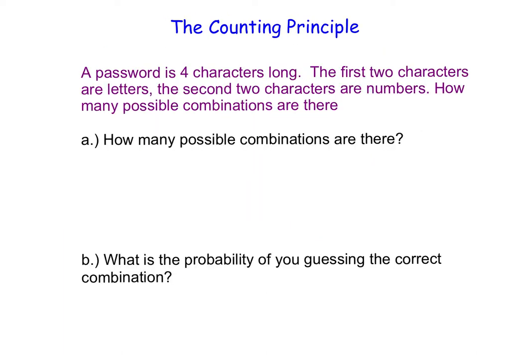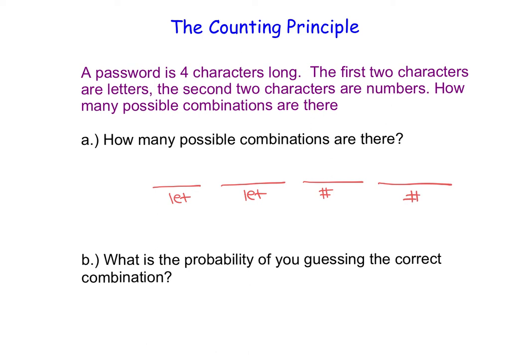So now let's apply this principle to a more complex example. Here it says a password is 4 characters long. So we have 1, 2, 3, 4. The first two characters are letters, and the second two characters are numbers. How many possible combinations are there?